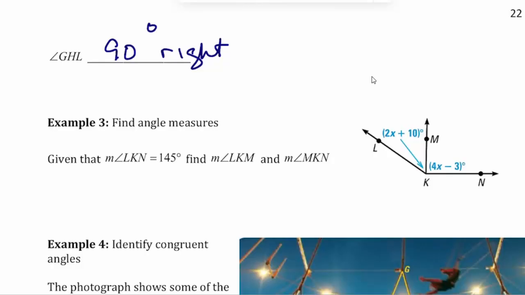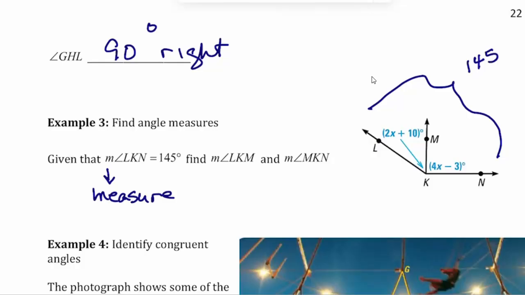Example 3. Oh gosh, look at example 3. Given that the measure, so this M stands for measure, given that the measure of LKN is 145. Now look what LKN is. It's the big angle. So I know that this big old angle here is 145. They want me to find the measure of the other two angles. We've got some work to do.